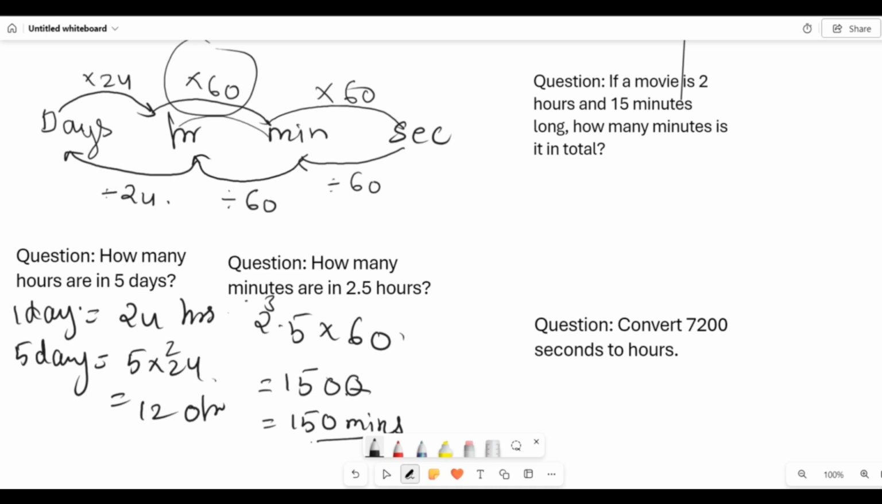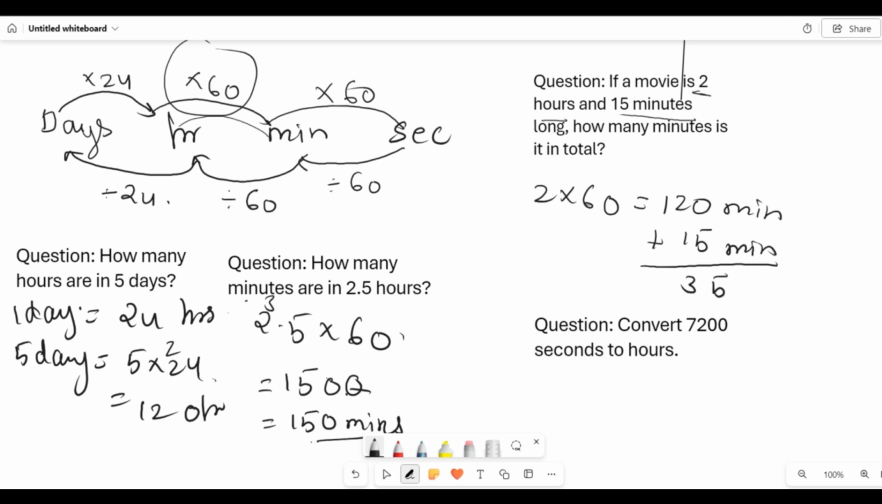Let's move to the next question. If a movie is 2 hours and 15 minutes long, how many minutes is it in total? So first we'll convert these 2 hours to minutes. It's very easy to convert hours to minutes. You need to multiply by 60. So 2 into 60 will be 120. So this is 120 minutes. The movie is 2 hours and 15 minutes. The 15 is already in minutes, so you don't have to do anything over here. You just have to add it to this one, which is 135. So in 2 hours and 15 minutes, there are 135 minutes.